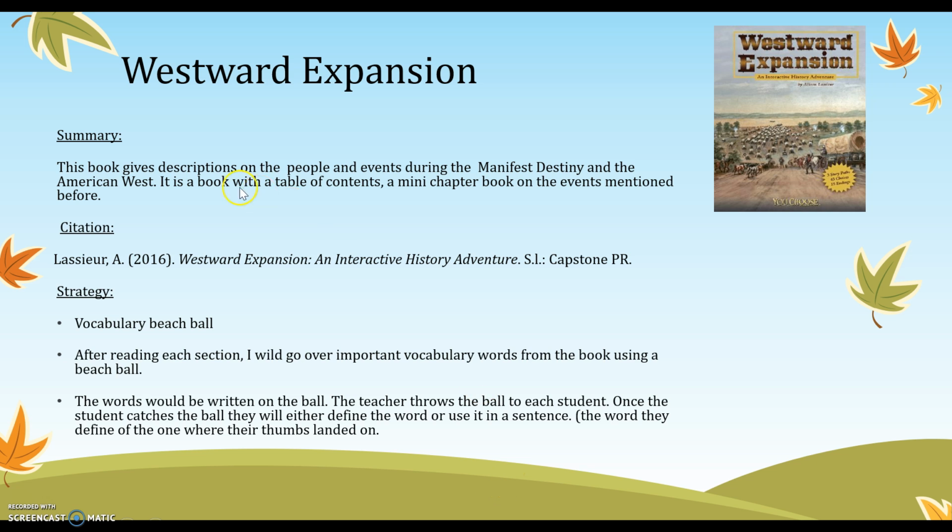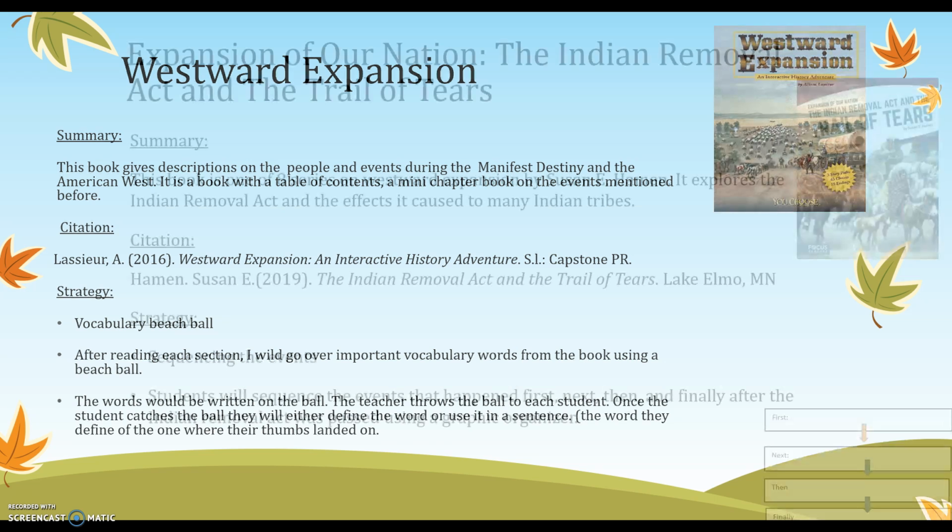This book is named Westward Expansion. It gives brief descriptions on the people and events during the Manifest Destiny and the American West. It has a table of contents, so it's a short chapter book. For this book, I would have my students use a vocabulary beach ball, on which I would write important vocabulary words and then throw it to a student, and that student would have to define the word or use it in a sentence, depending on where their thumbs landed.